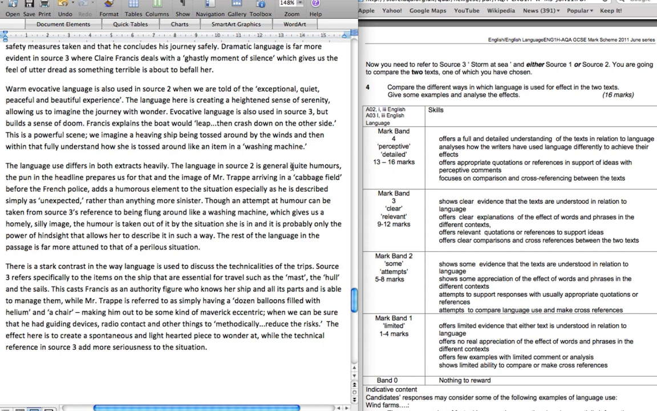The language in source 2 is generally quite humorous. The pun in the headline prepares us for that, and the image of Mr. Trapp arriving in a cabbage field before the French police adds a humorous element to the situation, especially as he's described simply as unexpected rather than anything more sinister.